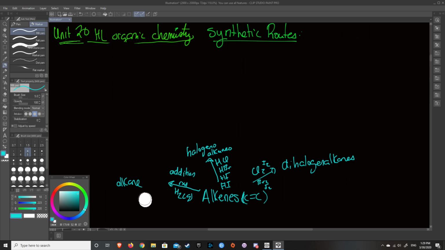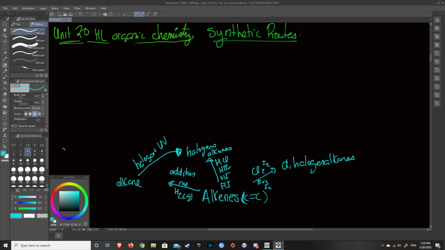And we form either an alkane, a halogenoalkane, or a dihalogenoalkane. From here we can undergo different reactions. So from alkanes, we can form halogenoalkanes, if you guys remember how to do that. And we did that by using a halogen plus UV light. So we had UV light and the halogen.